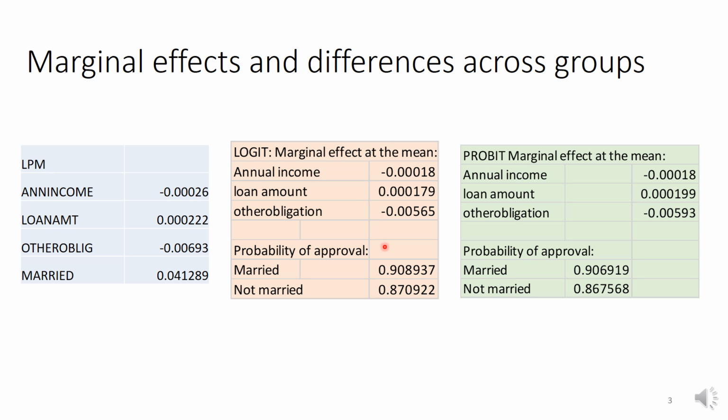Okay, so compared to not married, the probability of approval for married, again computed at the mean, is not necessarily always 0.91, but computed at the mean it is 0.91. For not married it is 0.87. So it is higher if you are married. Okay. Similarly, for the probit case.